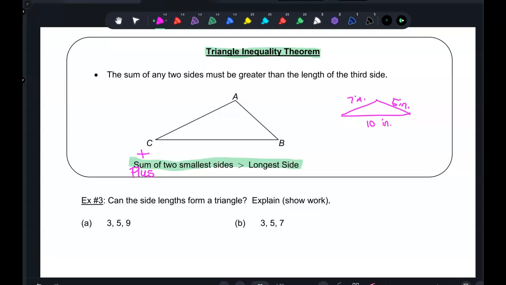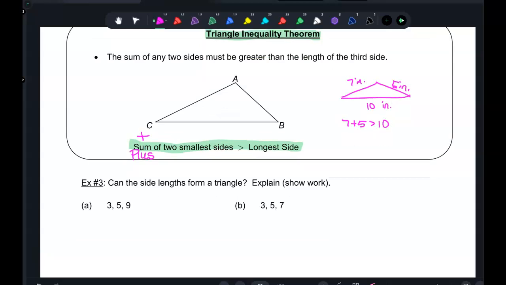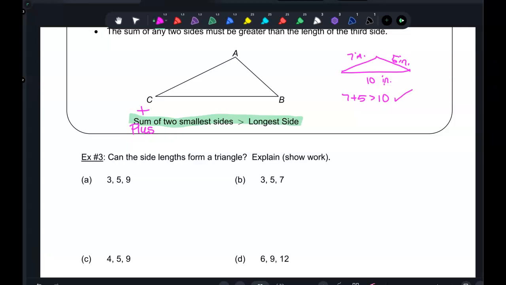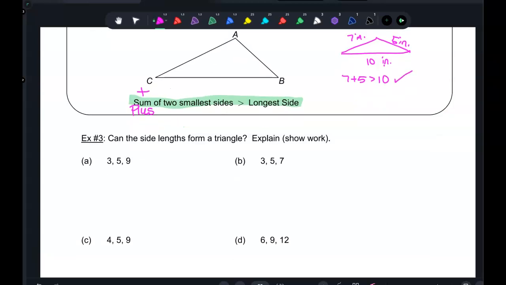But how are those bigger than 10? 7 plus 5. Oh, together. Oh. 7 plus 5 is greater than 10. All right. So all we need to do is just look at the two smaller sides and compare it to the bigger side. So can the side lengths form a triangle?